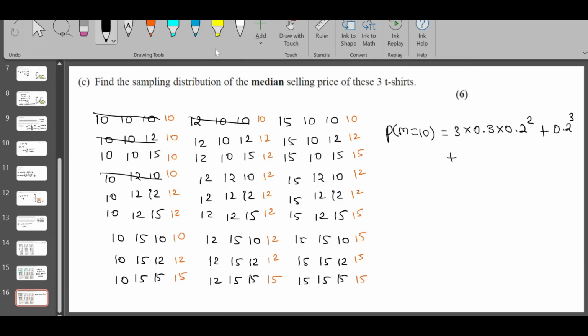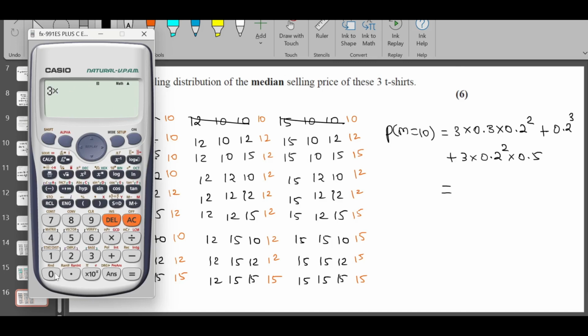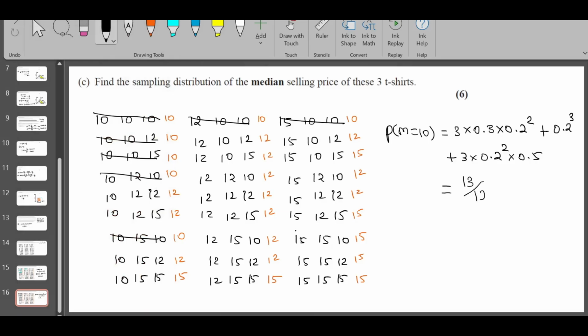And then let's look at the balance 10. You have 10, 10, 15 and a similar one 10, 10, 15 and a similar one 10, 10, 15, 3 times. So 3 times for 10 it's 0.2, 10, 10, so square, 15 is 0.5. So is there any other combination where the median is 10? I don't think so. We have taken everything. So let's calculate this first. So 3 times 0.3 times 0.2 square plus 0.2 cubed plus 3 times 0.5 times 0.2 square is 13 over 125. You can keep it as a fraction.